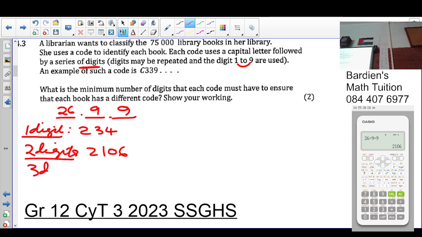Let's go 3 digits. So it's another 9 involved, so you times it by 9, which gives 18,954, still less than 75,000.